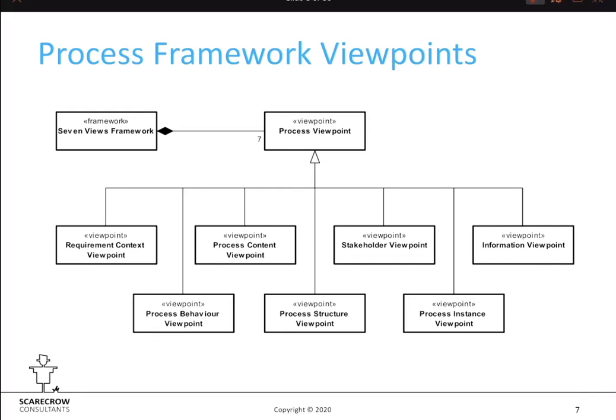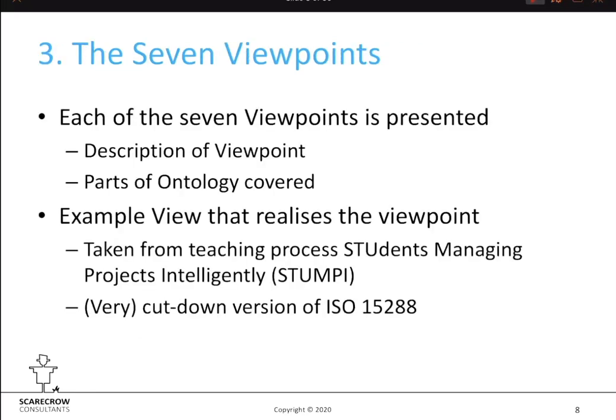And so it's called the 7 views or the 7 viewpoints approach because there are 7 viewpoints. So I'm going to go through each one, and we'll see which bit of the ontology the viewpoint covers, and then we'll see an example of a view now, and I do mean a view now, an actual instance of one of the viewpoints created for a real process model.